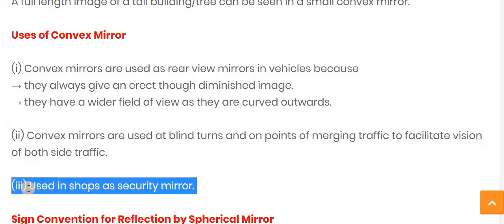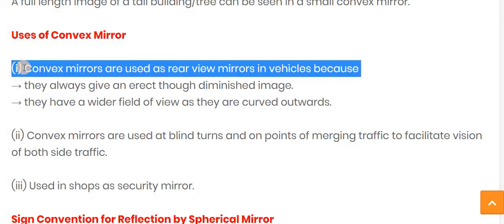The third use is that it is used in a shop as a security mirror. As I already explained in the green board explanation, suppose this is the counter area where the shopkeeper sits, and he keeps a mirror on this side, so it covers the whole shop. He can easily sit at his place and observe all the movement occurring in the shop. So it is also used in a shop as a security mirror.